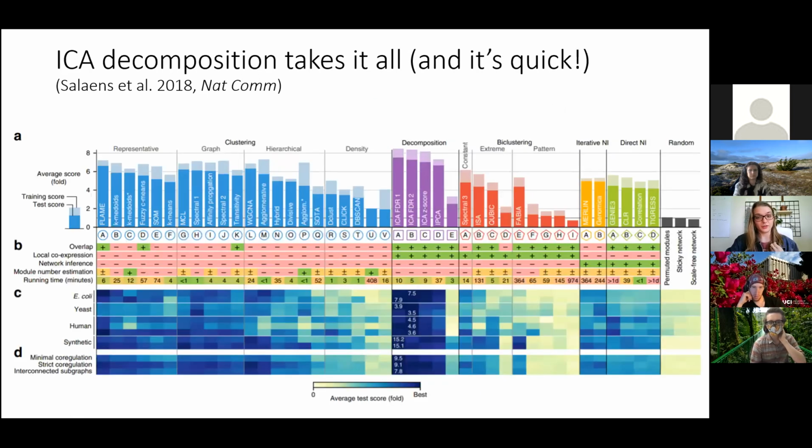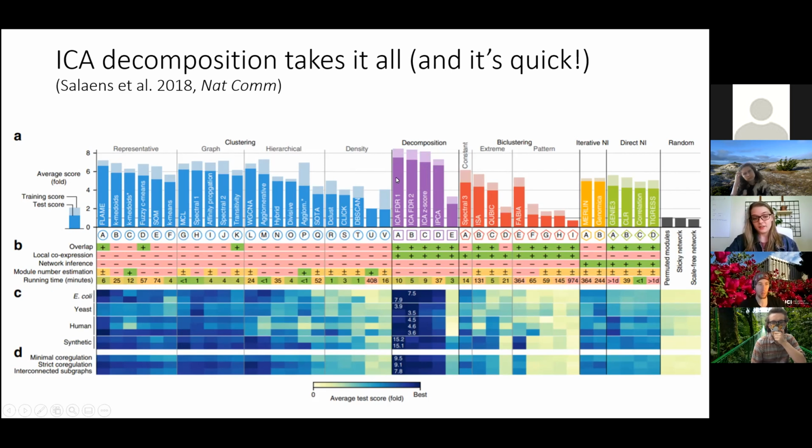These are the results. And so here, this subfigure A is, so a higher score basically means that it's better at detecting known modules. And as you can see, so we have WGCNA, which is pretty common. It does a pretty good job. And so clustering has a pretty high score. You can see the ICA decomposition, which is right here, really has the best score and is the best at finding known modules.